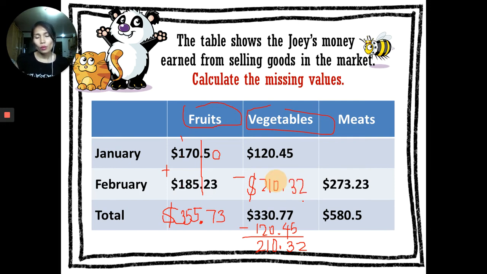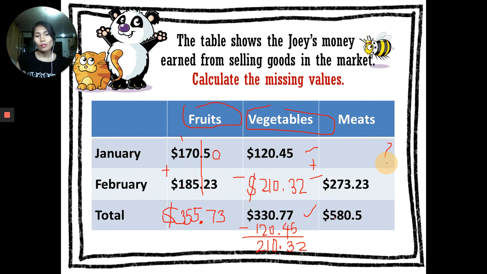Remember, you can use the inverse to check if your answer is correct. So if you add this 1 and this 1, you add them all, then you will get this answer. If you get this answer, then that means your answer here is correct. Okay, now for this one, we are looking for the missing earnings on January.